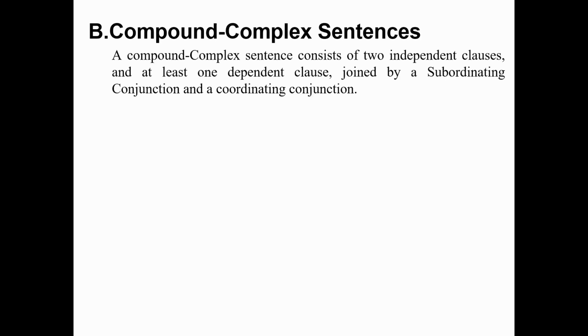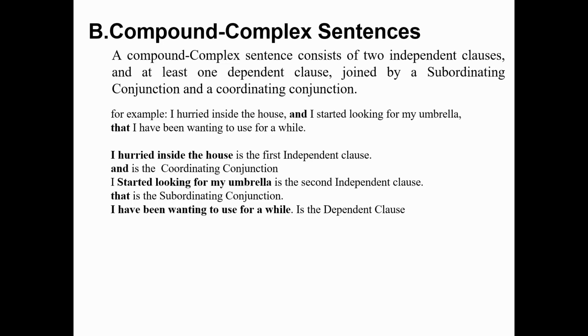A compound complex sentence consists of two independent clauses and at least one dependent clause joined by both a subordinating conjunction and a coordinating conjunction. For example, I hurried inside the house and I started looking for my umbrella that I have been wanting to use for a while. We have two independent clauses here and both of them make perfect sense and both express complete thoughts. Meanwhile, if you remove the dependent clause from this sentence, the sentence will still make perfect sense.